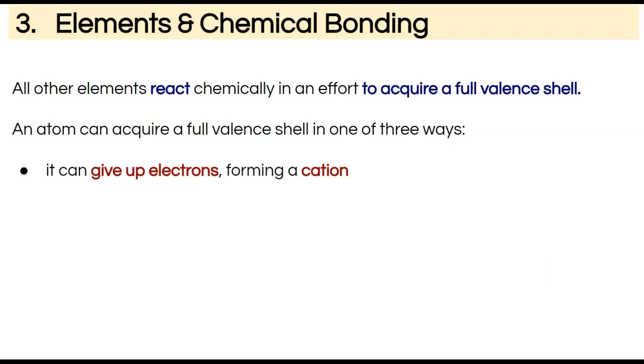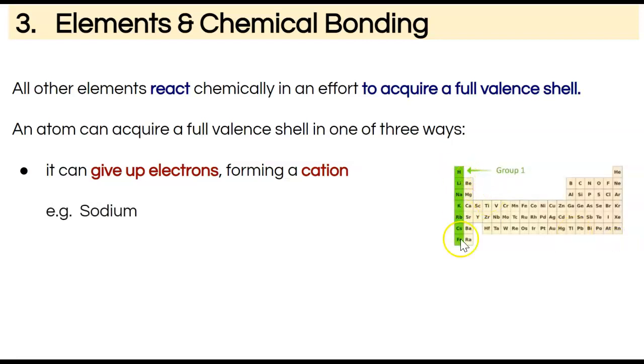So elements can give up electrons, forming a cation. Okay, like sodium, right? We know sodium has one valence electron, and any element in group 1 is going to want to lose that electron, and in so doing, it's going to become a cation. Okay, so sodium gets rid of its electron, and it becomes an ion.